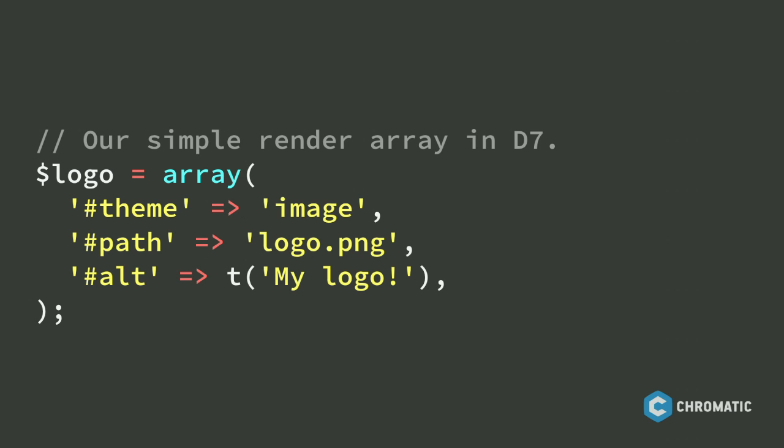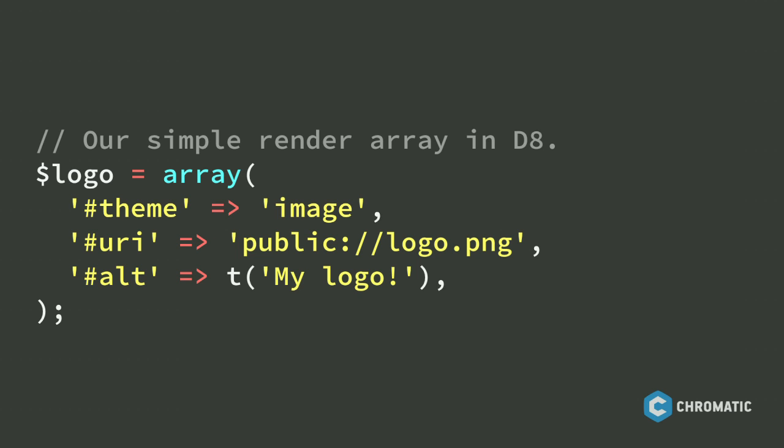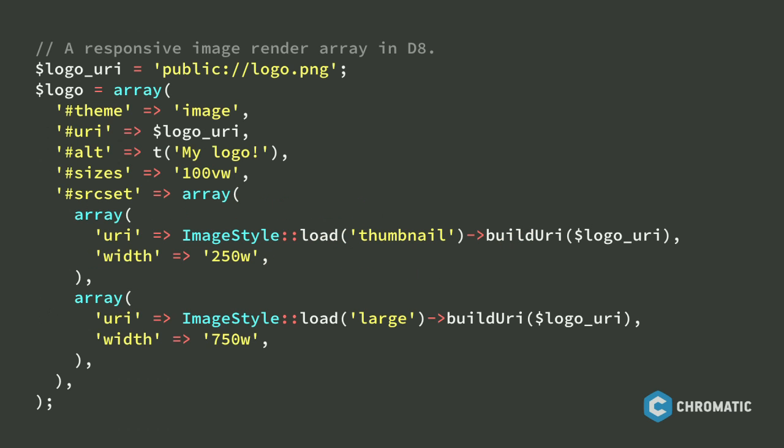So if this was our render array in Drupal 7 and we needed to port it to Drupal 8, it might look something like this. All we had to do is update our path to a URI, and aside from that, it's going to look just the same. But let's say we wanted to take advantage of those new variables and we want to render a responsive image. We don't necessarily need to go too far into how responsive images work, but that might look something like this. Our example got quite a bit more complicated pretty quickly, but as you can see, we're passing along values for the sizes and source set attribute. We're saying that our image is going to be 100% of the viewport width, and we are telling the browser to pick between one of two images, either our thumbnail, which is 250 pixels wide, or the large image style derivative, which is 750 wide.